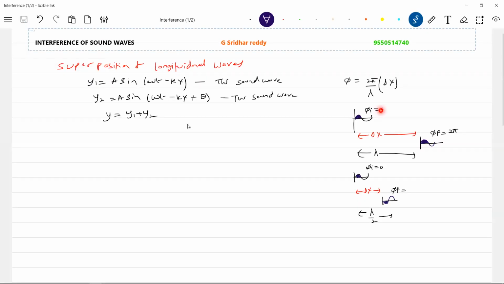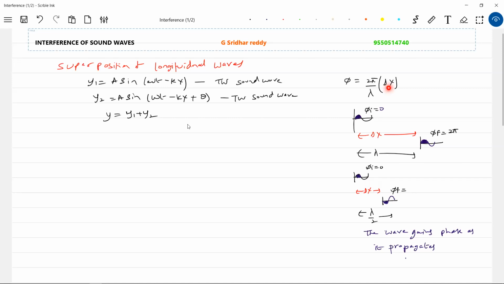As it propagates, what happens? The phase of a wave changes. So I'll put it in a nutshell: the wave gains phase as it propagates. If it covers a distance of lambda, how much of phase will it gain? 2 pi. This is the formula. If a wave propagates a distance of lambda by 2, then how much of phase will it gain? Pi radian.